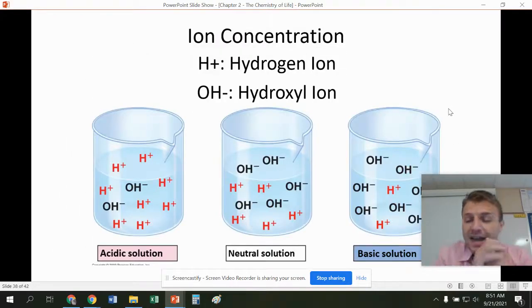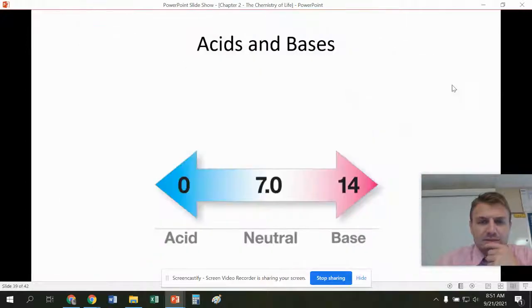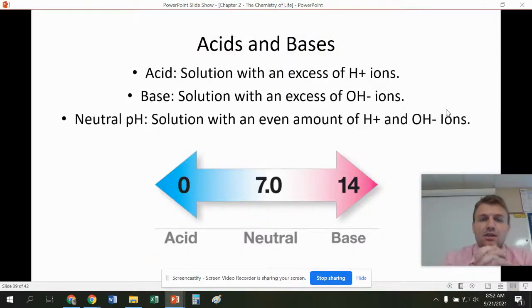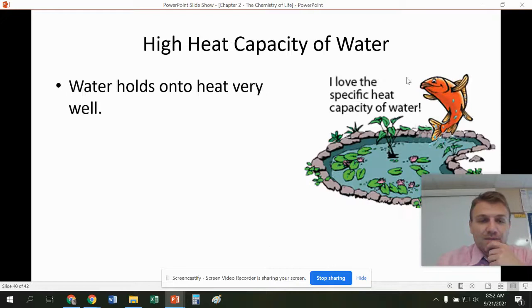What we mean by acids and bases is the hydrogen versus the hydroxyl ion concentration. So acids have more hydrogen ions, bases have more hydroxyl ions, and the neutral solutions have even amounts. You can see here there's more H's here, there's more OH's here in the basic solution, and in this neutral solution there are even amounts. So again, acids have more hydrogen ions, bases have more hydroxyl, and those neutral pHs have that even amount of hydrogen and hydroxyl.